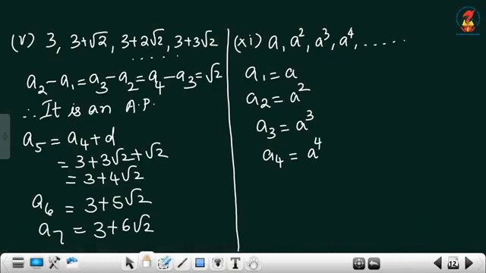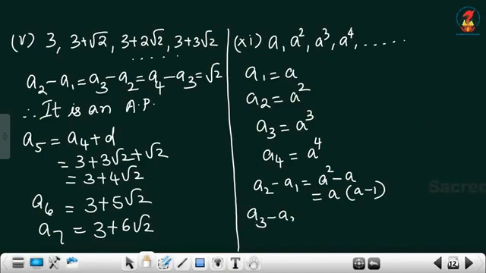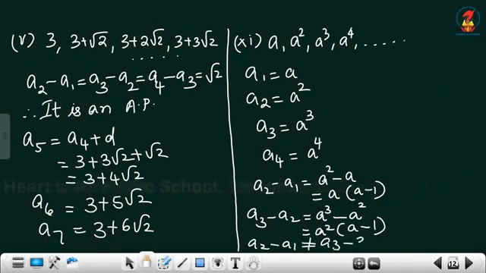So you have to find D first. A2 minus A1 is equal to A square minus A, which is equal to A into A minus 1. Next, A3 minus A2. A3 is A cube minus A square, which is equal to A square into A minus 1. Clearly, A2 minus A1 is not equal to A3 minus A2. So, this is not an AP.